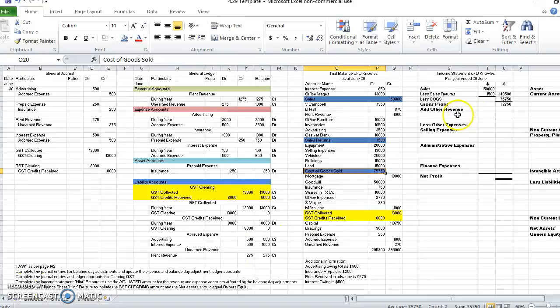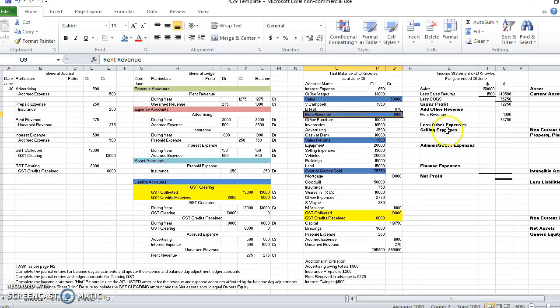Then we add other revenue. We know revenue is going to be the credit columns when we look for it. You can see it here, rent revenue for 1,000. We'll color it in when we're done with it. So we color in the ones we've completed, and we add other revenue. So rent revenue of 1,000. So we'll take our gross profit, add our other revenue.